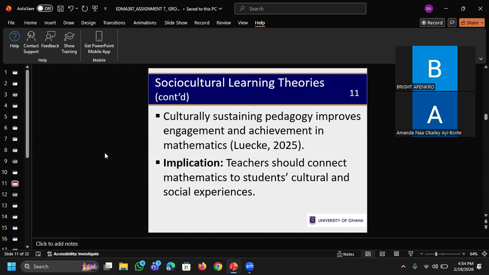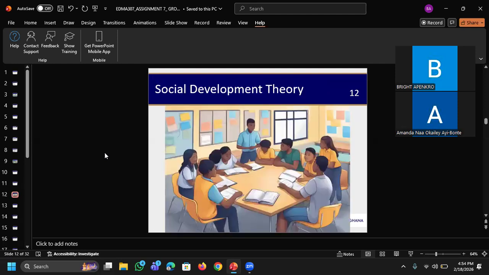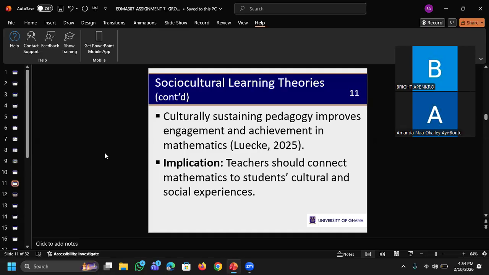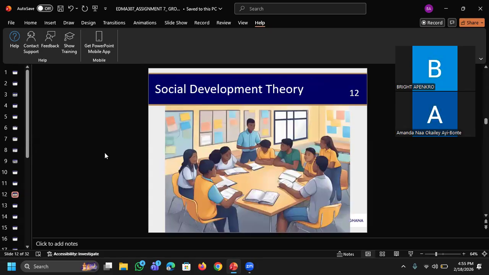Next slide. And then we have culturally sustaining pedagogy, which improves engagement and achievement in mathematics, just as I said earlier, and the implication is that teachers should connect mathematics to students' culture and social experiences. Let's move on. All right, so we are going to look at the social development theory, and my colleague will take it from here. Thank you.